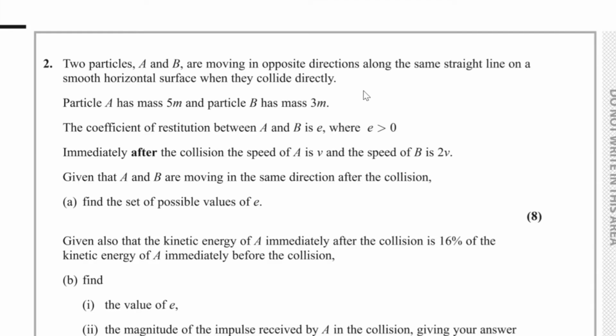Question number two. Two particles A and B are moving in opposite directions along the same straight line on a smooth horizontal surface when they collide directly. Particle A has mass 5m and particle B has mass 3m, the coefficient of restitution between A and B is E, where E is greater than 0. Immediately after the collision, the speed of A is v and the speed of B is 2v. Given that A and B are moving in the same direction after the collision, we have to find the set of possible values of E.